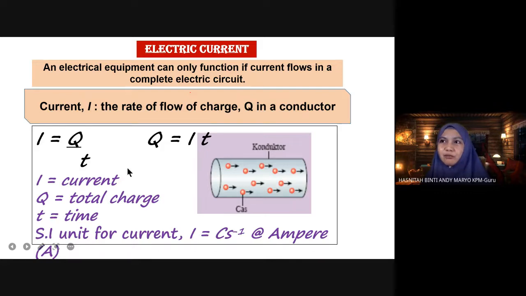The full unit for charge is coulomb, and for time is second. So it is coulomb per second, or normally we are using ampere, as you learned before. The unit for current is coulomb per second or ampere, capital A. So 1 coulomb per second equals 1 ampere. 100 coulomb per second equals 100 ampere. If you arrange back, you can write Q equals IT. Charge equals current multiply time.